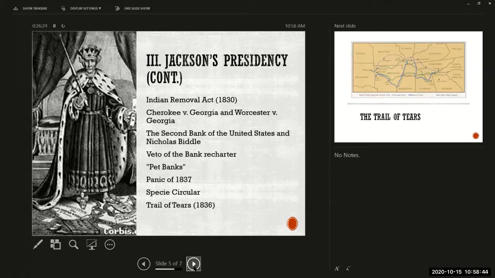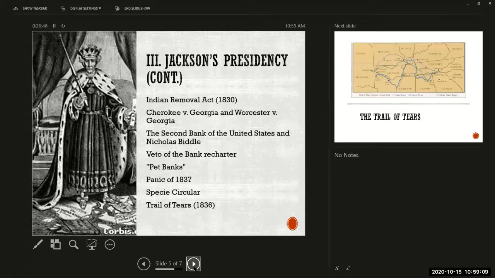At this point, the Supreme Court was still chaired by John Marshall, the Chief Justice for a really long time. And supposedly Jackson's reaction was, John Marshall has made his decision, now let him enforce it. So that was a problem. He didn't feel like he was bound by the Supreme Court decision.